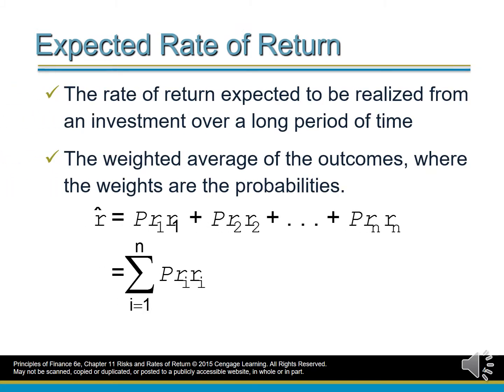Expected rate of return is the rate of return expected to be realized from an investment over a long period of time. It's the weighted average of the outcomes, where the weights are the probabilities.